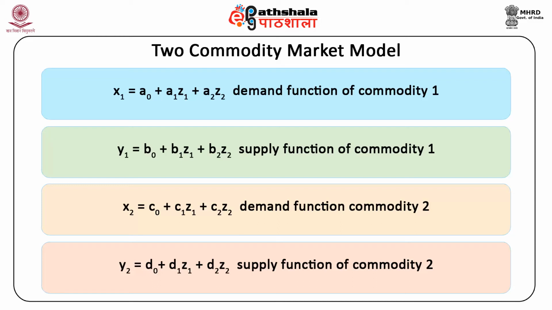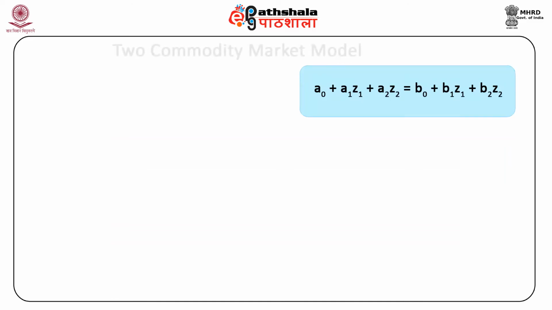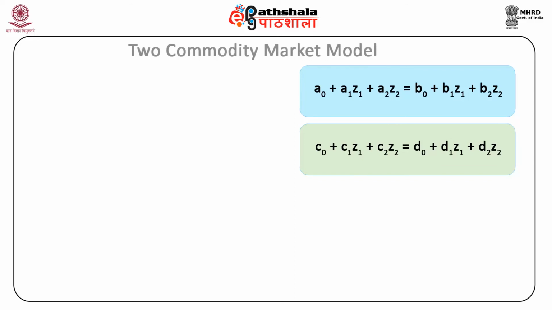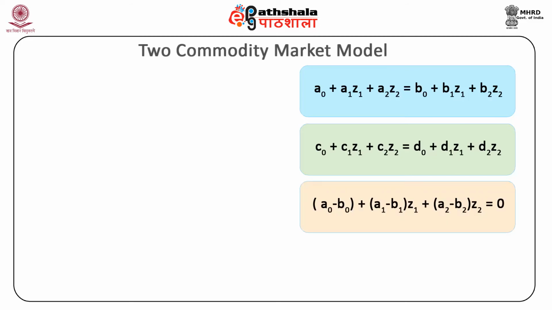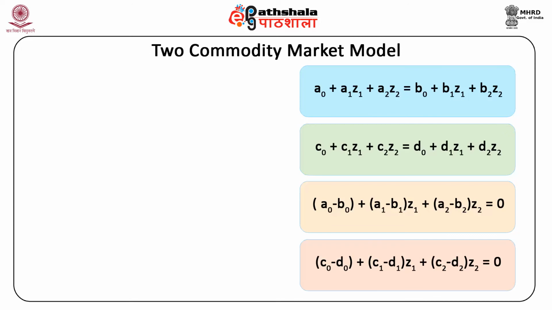Now we know for the market to be in equilibrium, demand for each commodity must be equal to its supply in the market. That is, we need to have X1 equal to Y1 and X2 equal to Y2. That is, A0 plus A1 Z1 plus A2 Z2 is equal to B0 plus B1 Z1 plus B2 Z2, and C0 plus C1 Z1 plus C2 Z2 is equal to D0 plus D1 Z1 plus D2 Z2, or A0 minus B0 plus (A1 minus B1) into Z1 plus (A2 minus B2) into Z2 is equal to 0, or C0 minus D0 plus (C1 minus D1) into Z1 plus (C2 minus D2) into Z2 is equal to 0.